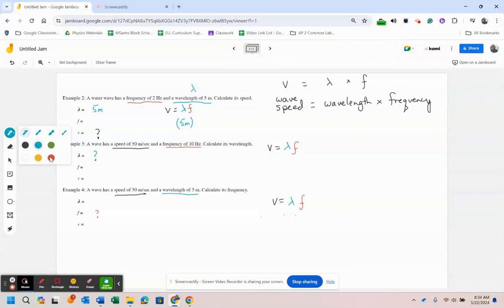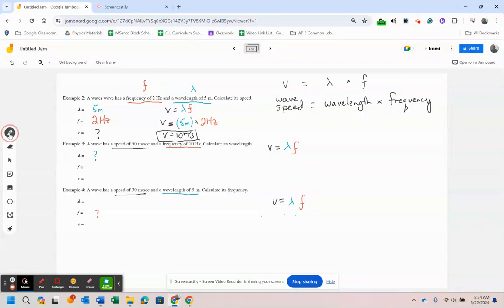We're going to multiply that by the frequency, which they tell us is 2 hertz in this case. So the frequency is 2 hertz. And then when we calculate all this out, we have 5 meters times 2 hertz is going to be 10 meters per second. Okay, so that would be example number 2.